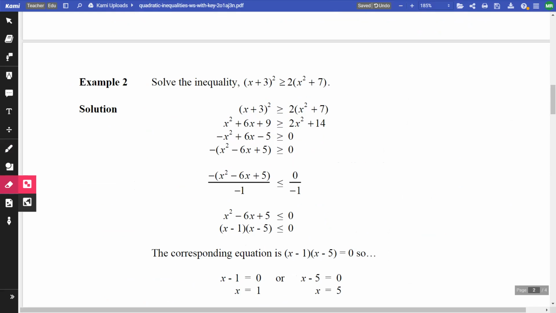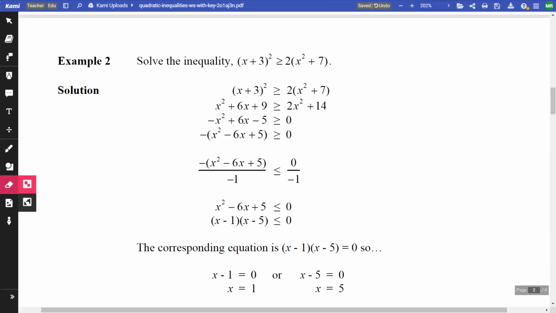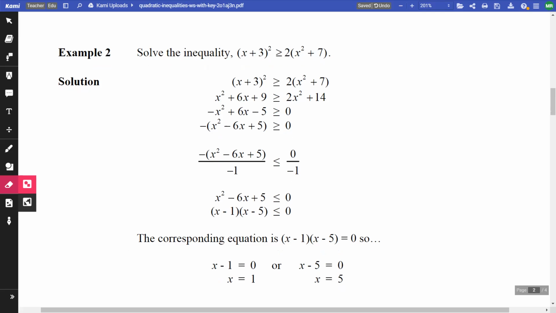Now, sometimes they may not be in the nice form, and so you might have to work them out. So here's an example where they actually worked out this perfect square trinomial. Here's what it would be when you work out that perfect square trinomial.